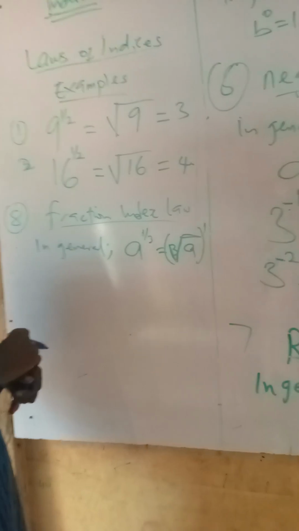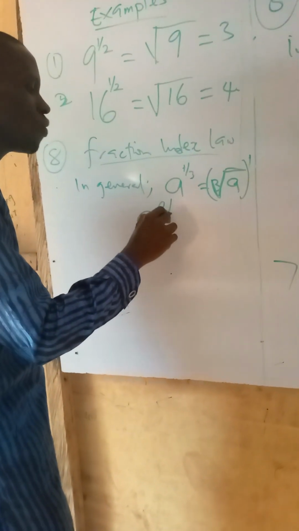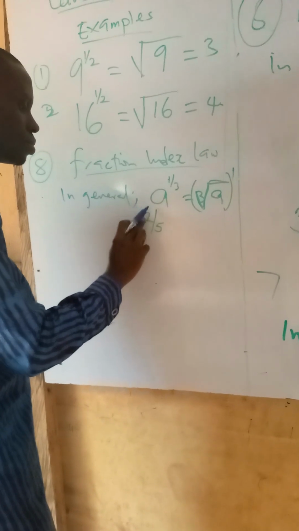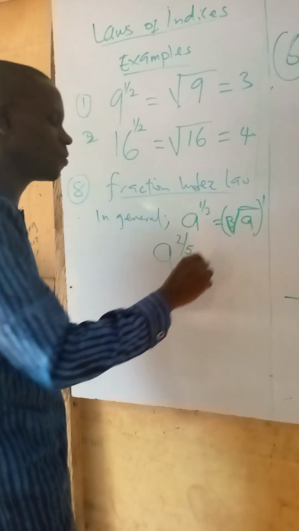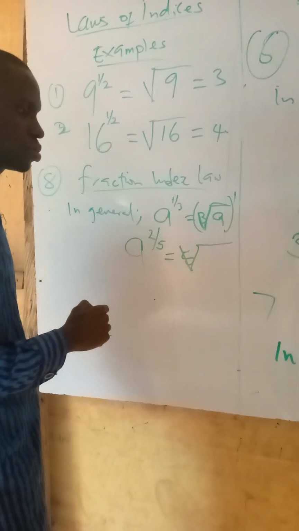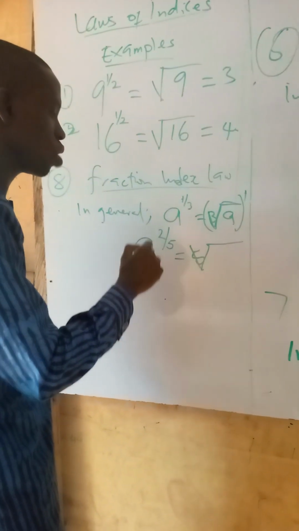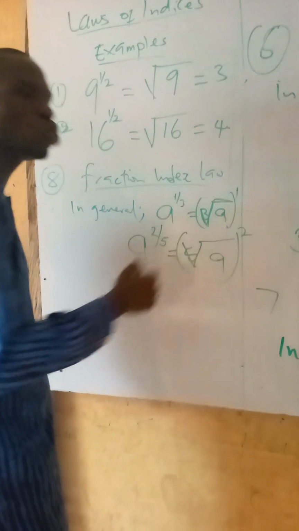Now let's see what I just said. Let's say again you have a raised to the power of 2 over 5. Of course, we know this will be the fifth root of a to the power of the numerator, 2.